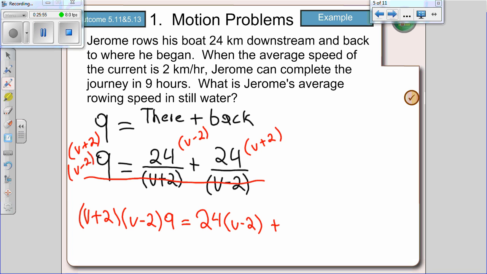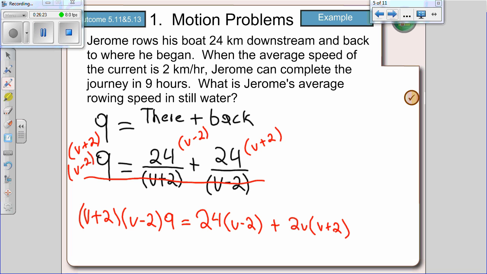You need to FOIL that out, move everything over, get a quadratic, solve it. I'm not answering the question because we're not going to have time. So I expect you guys to be able to solve those now. So if you need to take it home, which I highly suggest, and try to finish the question, and if you get stuck, come find me. But if you can do it, then great.